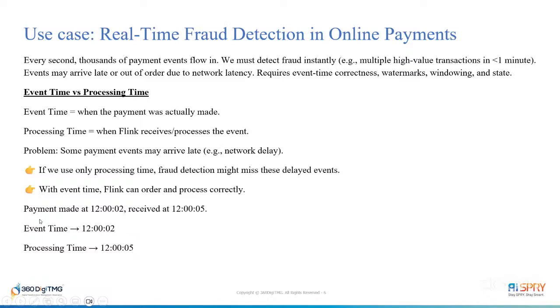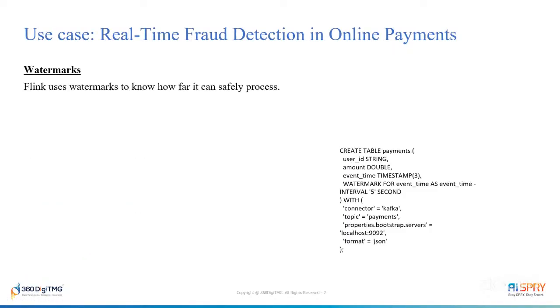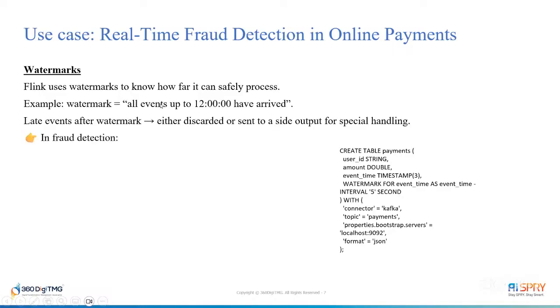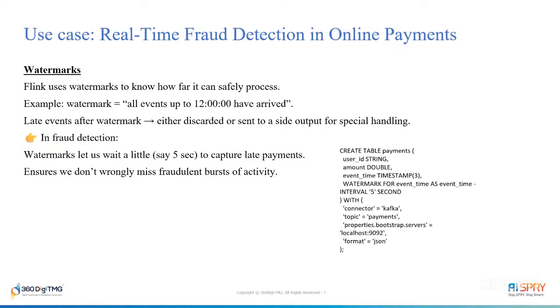Okay, so payment made at 12:02, that is event time. If Flink receives it at 12:05, that delay is the processing time. And the solution to address these kinds of delay is watermarks. Flink uses watermarks. Right? A watermark lets us wait 5 seconds to capture late payments also.